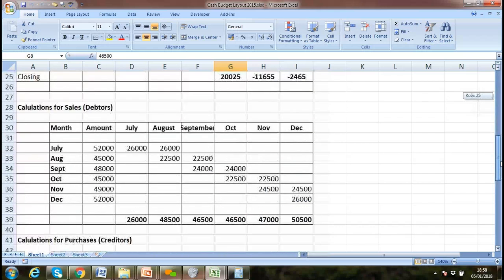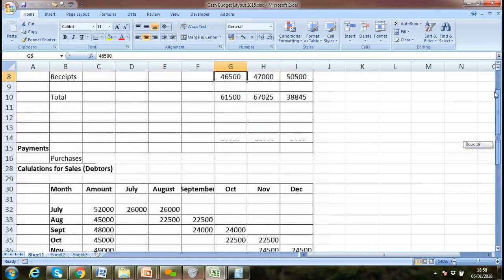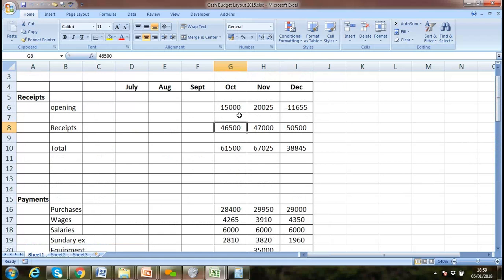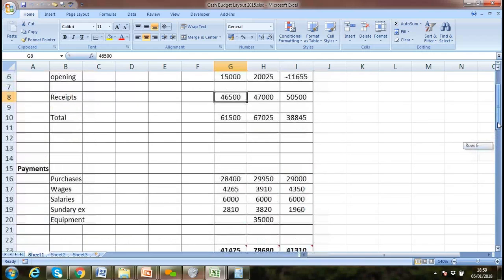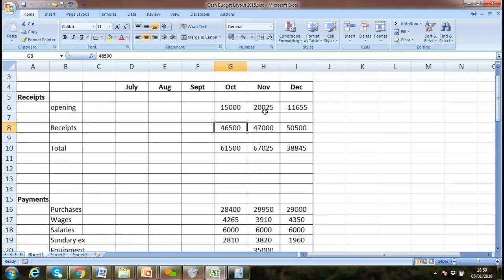How much money are we supposed to receive from the sales receipts? If we look under the sales total in September, 46,500. So we're expecting to receive that. Total cash available is 61,500, and total payments we are supposed to make are 41,475, and the remaining closing balance will be 20,000. That closing balance will be next month's opening balance.